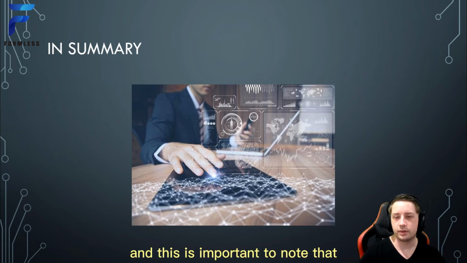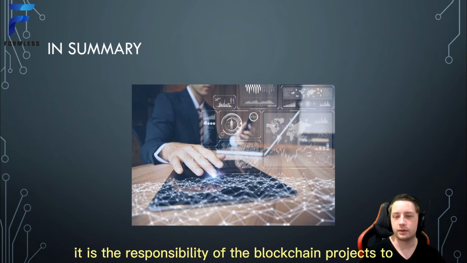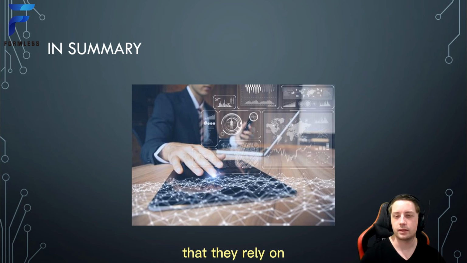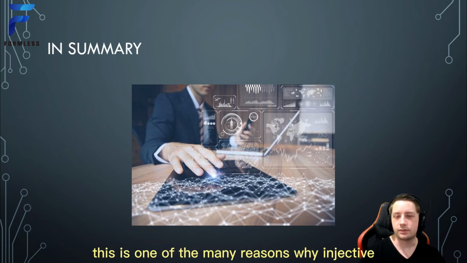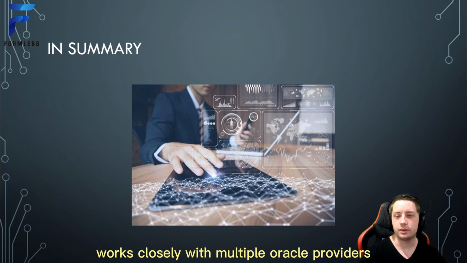And it is important to note that even in a decentralized environment, oracles are not completely infallible. Therefore, it is the responsibility of the blockchain projects to diversify the oracle network that they rely on to minimize the probability of errors. This is one of the many reasons why Injective works closely with multiple oracle providers.